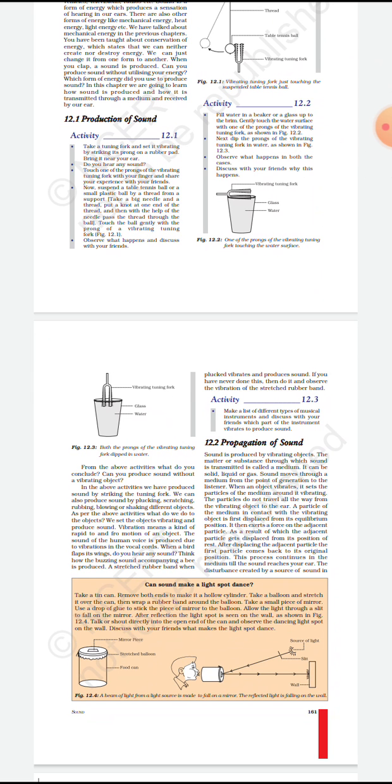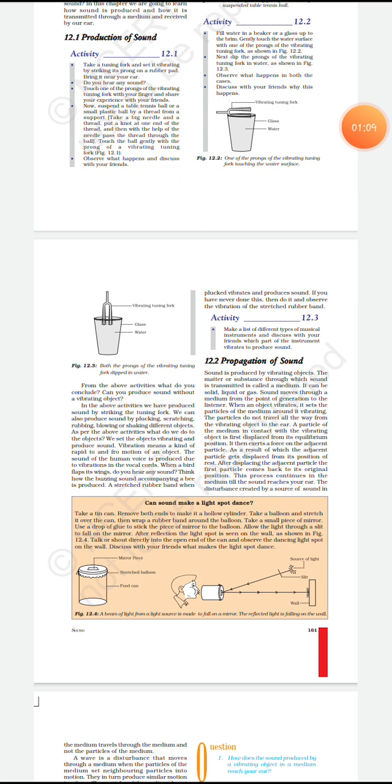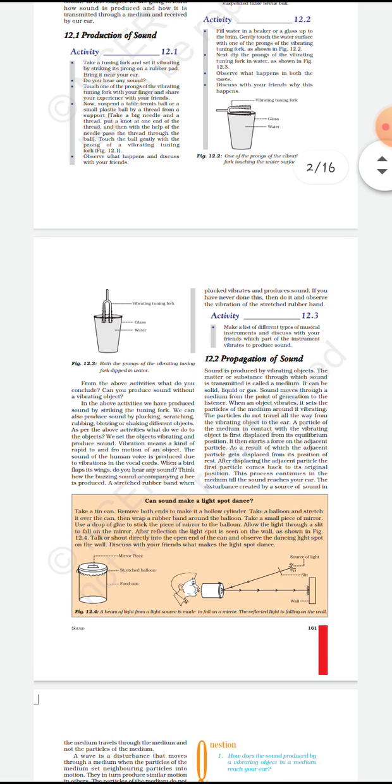Vibration means a kind of rapid to and fro motion. So to and fro motion is called vibration, and in humans the sound is produced by the vocal cords. How is the buzzing sound of a bee produced? When you hear the bee, it makes a buzzing sound. A stretched rubber band, when plucked, vibrates and produces sound. If you have never done this, try it once.